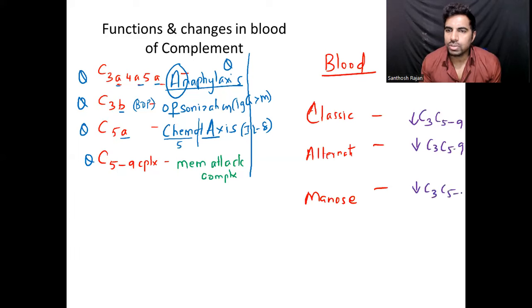Okay. Because that is a common pathway. So, everything decreases. But in the classic pathway, we told that the activators are C1, C2, C4. Okay, this activator. So that means this will also go down. C1, C2, C4 will also go down, decrease.